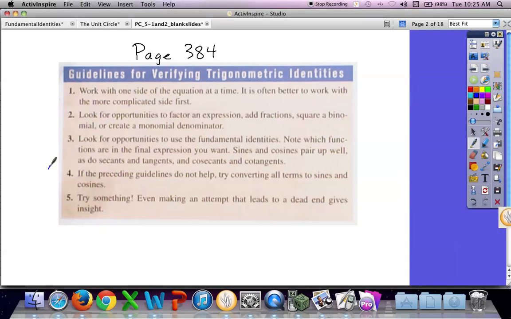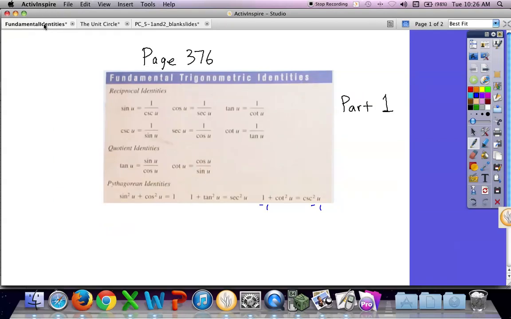We look for opportunities to use fundamental identities. Now, we dealt with these in 4.3, and they look like that. I don't know if you remember. I displayed the same thing, but these are the same. There's more this time, but it starts with these right here. This is page 376. And the first group looks more like definitions, right? Sine is 1 over cosecant. Cosecant is 1 over sine. Tangent is sine over cosine. Cotangent is cosine over sine. We will use those to substitute.